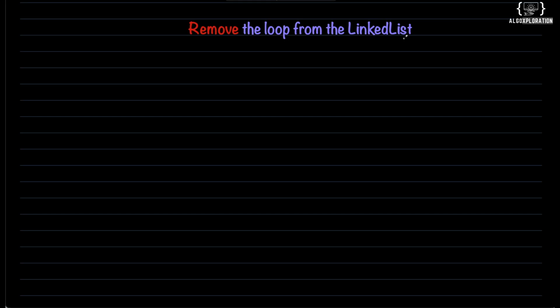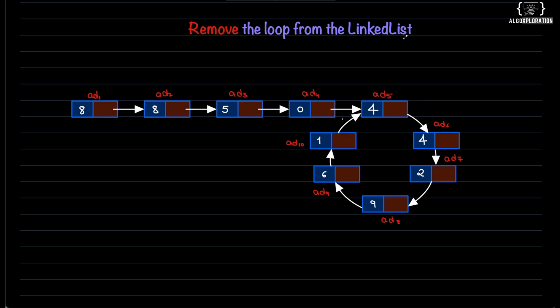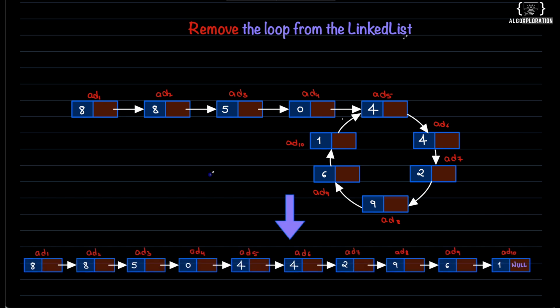Imagine that you are given a linked list with a loop and your job is to make a normal linear linked list again like this. So how will you do this? Now what if I tell you that the same algorithm that we use to detect a cycle can also remove the cycle? And here's the best part.